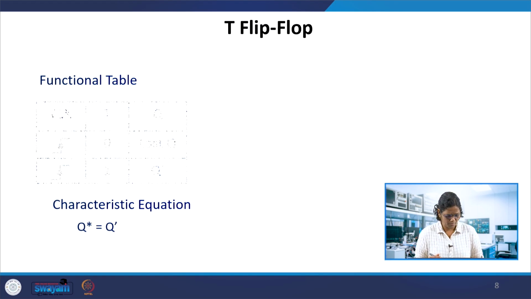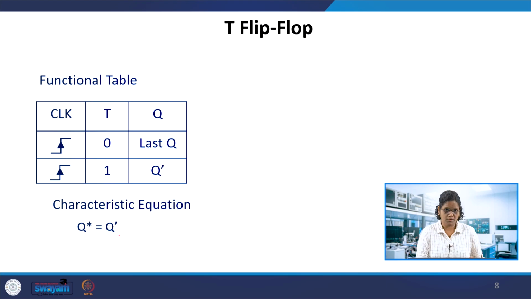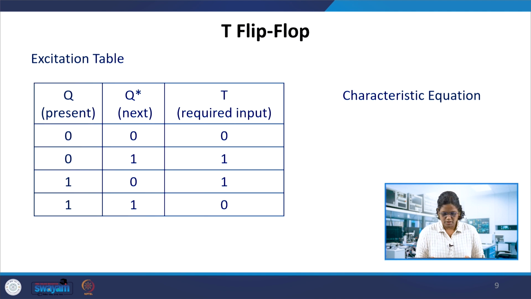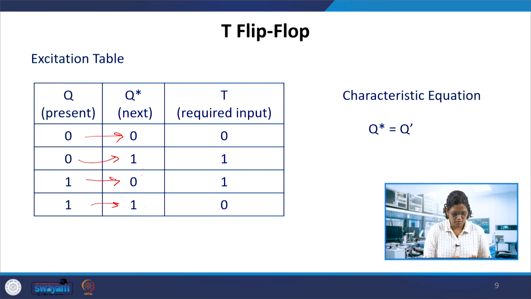So the T flip-flop, the characteristic equation, it is complementing the last state. Q is getting complemented. Okay, so at the clock edge, when T is 0, the last Q is maintained in the functional table, and if it is 1, then it will be complemented. So the excitation table comes from this: whenever there is a toggle, T equal to 1, there will be a change in state, else the same state is maintained. Q present, the next state will be the same as the previous one.